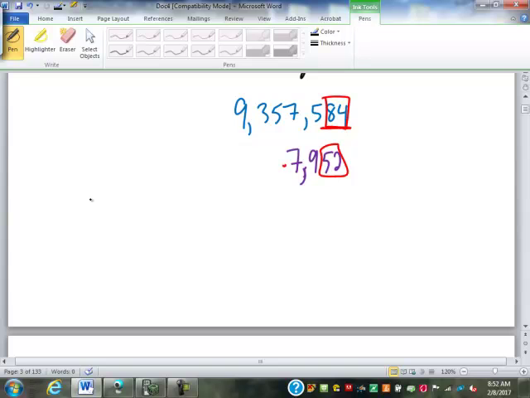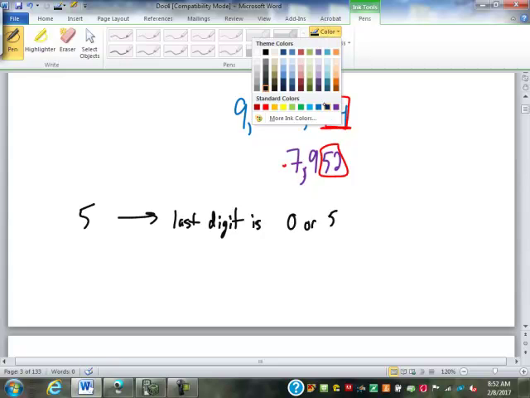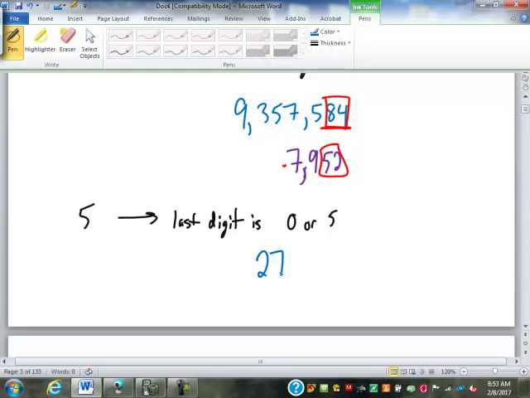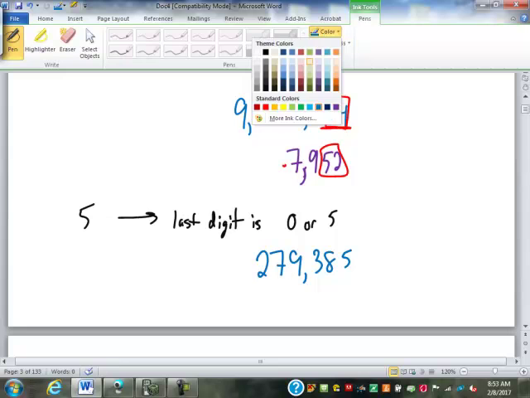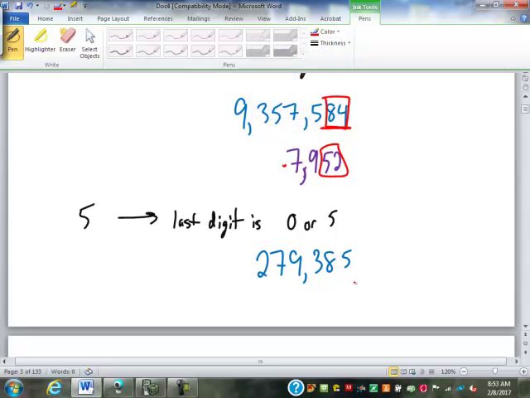The next one's a little simpler. 5. Last digit is 0 or 5. So again, nothing else matters. All that matters, that's a 5. So the whole thing is divisible by 5.